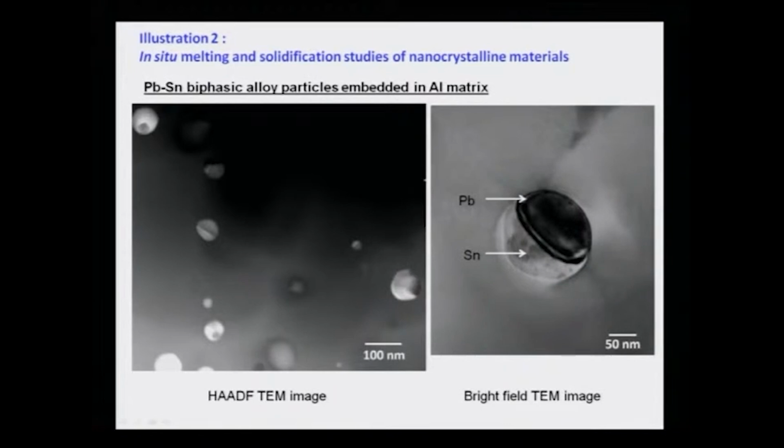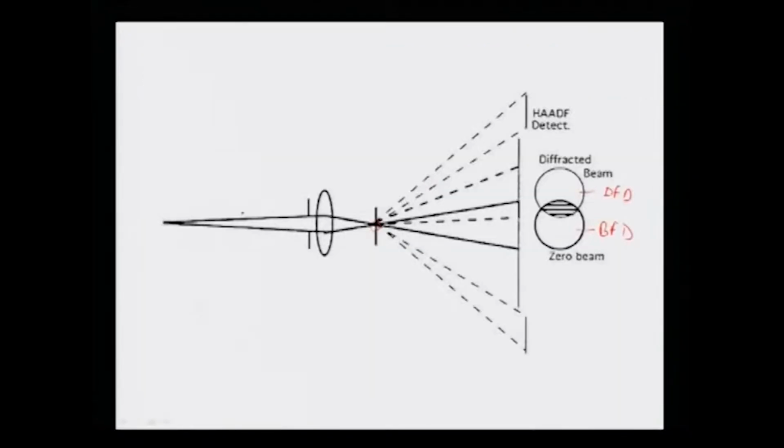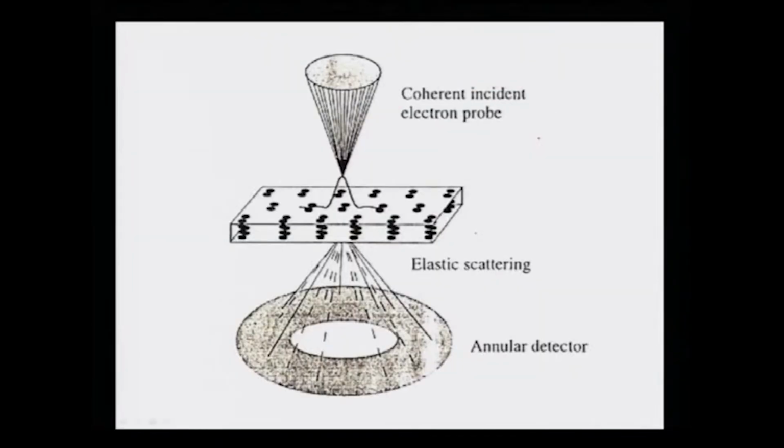Another important detector added into the STEM is known as HAADF, the high angle annular dark field detector. This was developed by Crewe et al. They found that if we use an annular detector, suppose this is the specimen, and this is my convergent beam coming from the objective lens in STEM, then obviously electrons are undergoing diffraction.